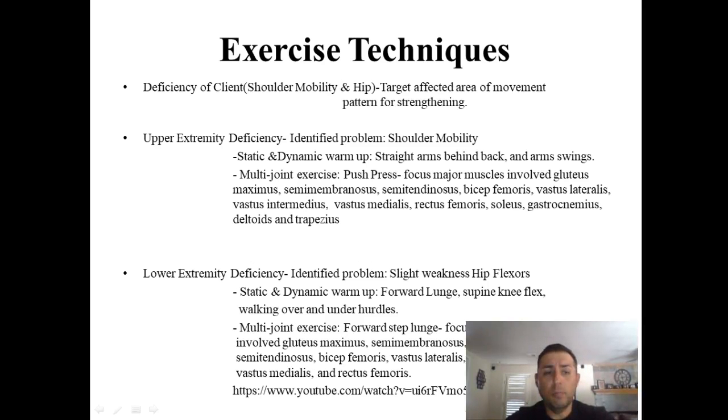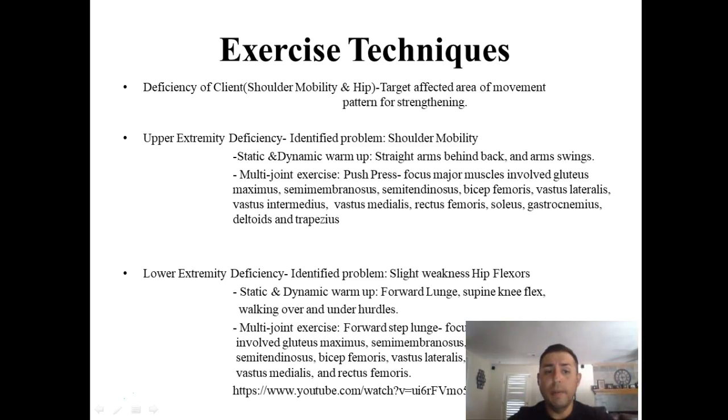The techniques that I really wanted to focus on, the deficiencies of my client, as I stated earlier, were the shoulder mobility and the hips. And I wanted to target that area specifically for movement and for strengthening his hips and his shoulder mobility. He didn't do very well on the FMS test. He scored a 0 and a 1, and I really wanted to help him out with that problem.